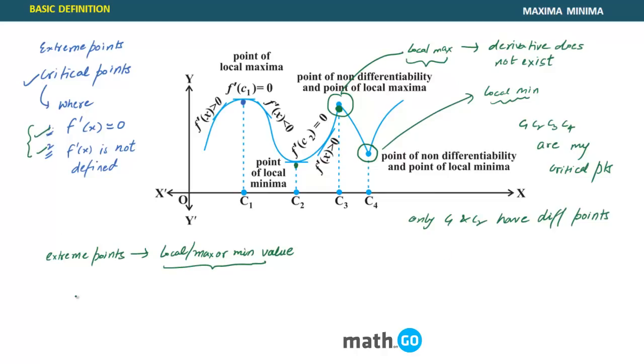So whenever an extreme point is given, for example if in the question it is given that A and B are extreme points, then you can say for sure that they are either maxima or minima, they will fall in either of these two categories. But when a critical point is given, it might not be necessary that it will always be a point of maxima or minima. This is the basic difference.